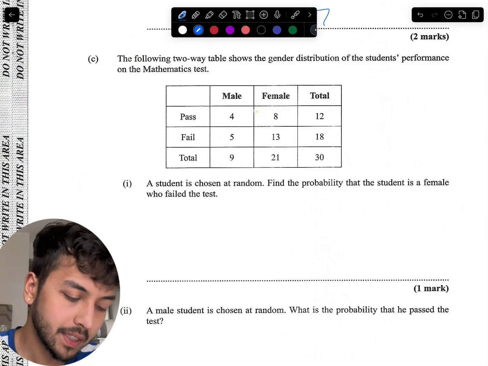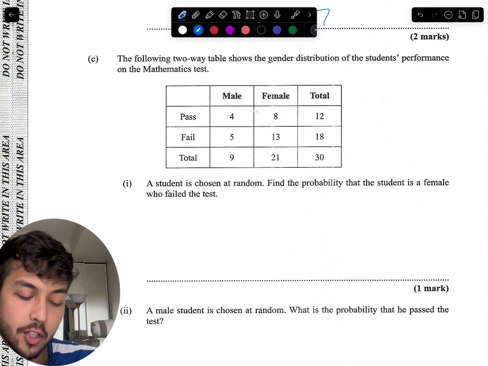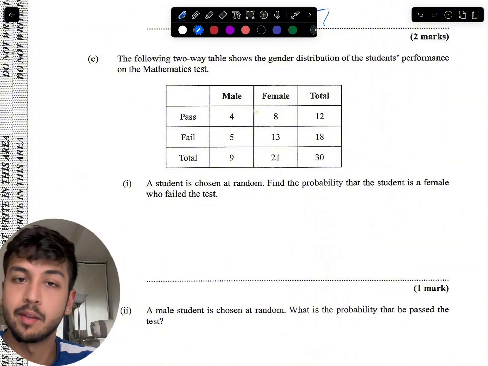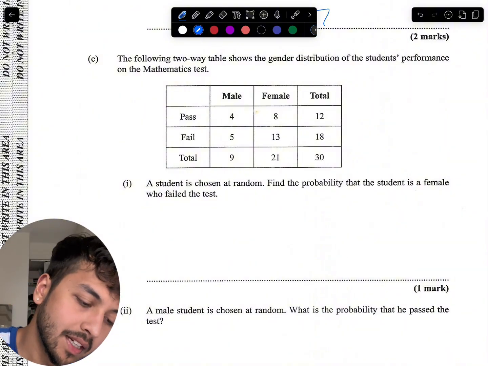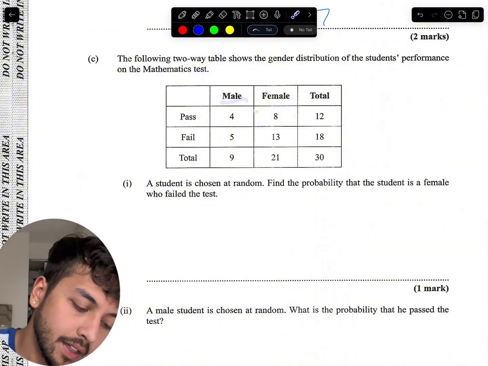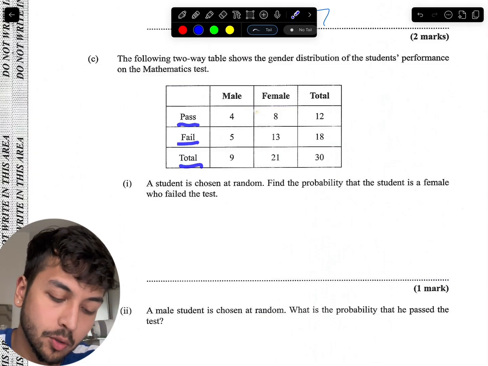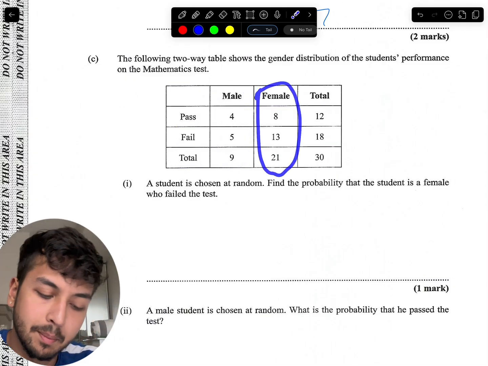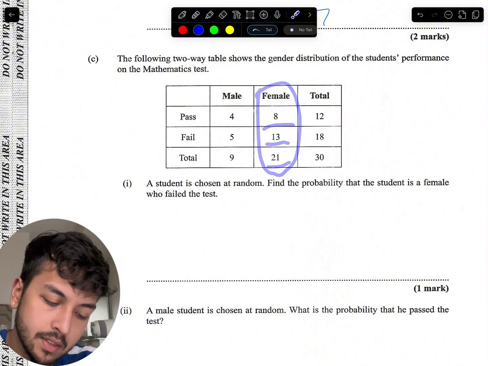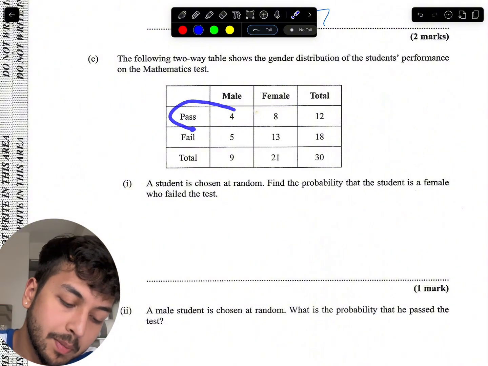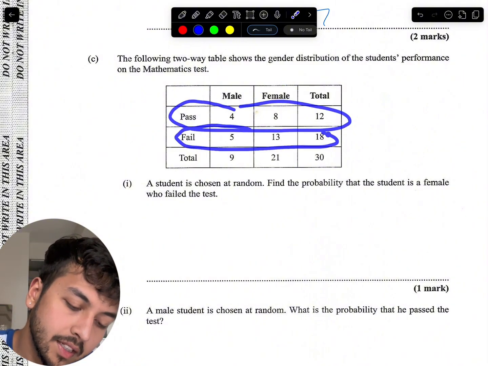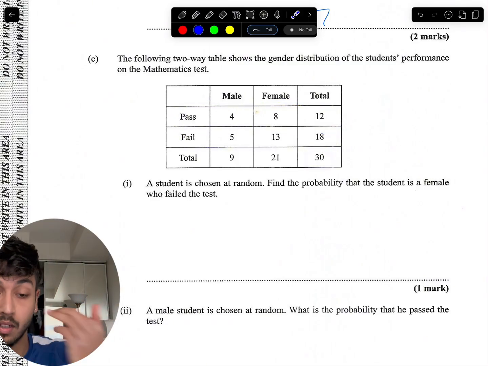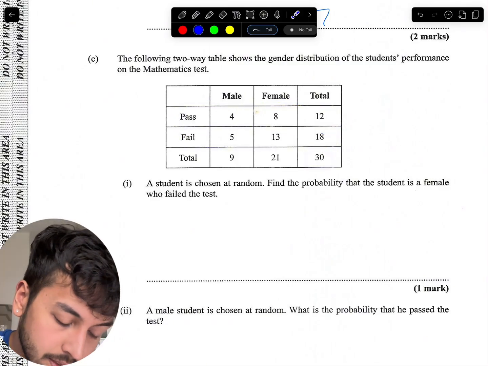Okay, and then for part C, they say, the following two-way table shows the gender distribution of the students' performance on the mathematics test. So we have male and how many passed, how many failed, the total number of males. We have female, same kind of thing, how many passed, how many failed, the total. Then we have the total number of people who passed, total people who failed. So this is telling you how everything is distributed.